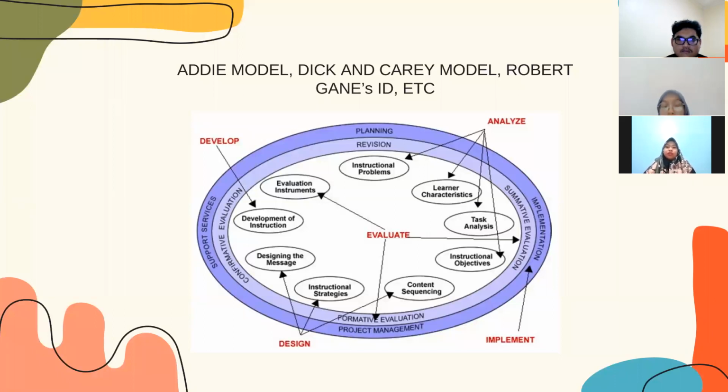This picture and the second picture are about ADDIE. Actually, for many years now, educators and instructional designers alike have used the ADDIE instructional design method as a framework in designing and developing educational and training programs. ADDIE stands for Analyze, Design, Develop, Implement, and Evaluate.